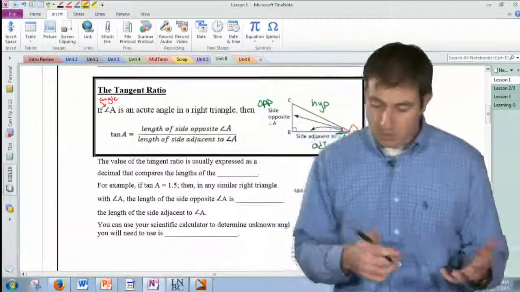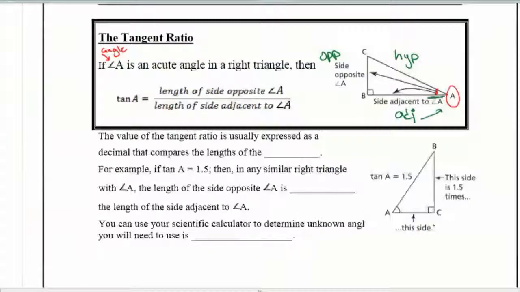So, filling in the blanks here, the value of the tangent ratio is usually expressed as a decimal that compares the lengths of the sides. For example, if the tangent of A, which we abbreviate as tan A, is 1.5, that means that in any similar triangle with the angle A, the length of the side opposite angle A is 1.5 times the length of the side adjacent to A.